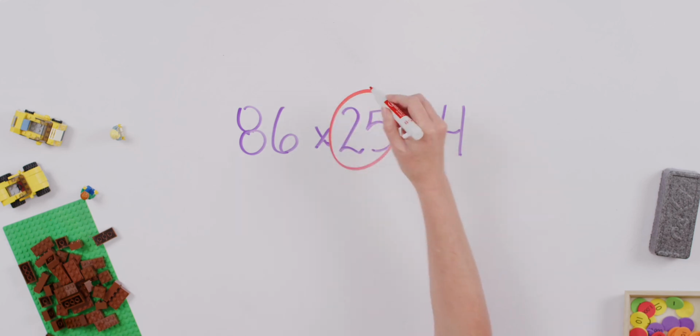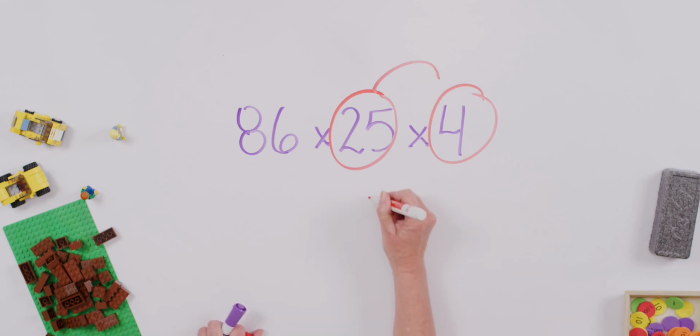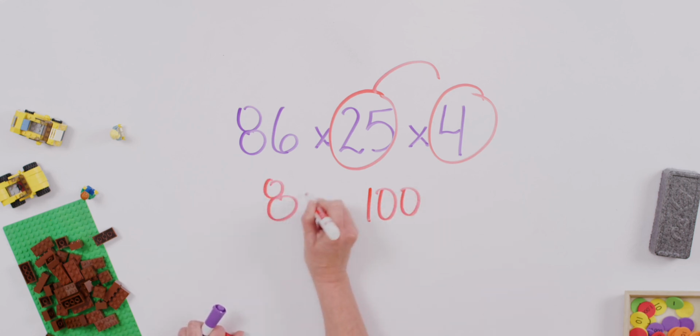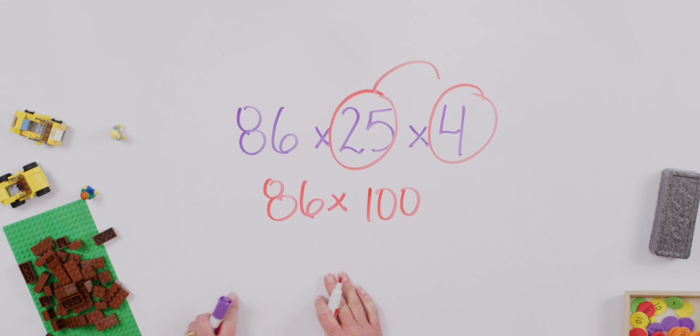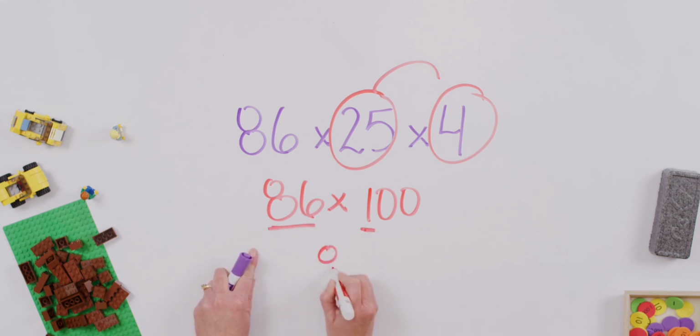You guys are quick. Yes. 25 times 4, 4 quarters is what? $1 or 100 pennies. So yes, 25 times 4 is going to give us that 100 here. And let's multiply it by our 86. Again, what's 86 times 1?